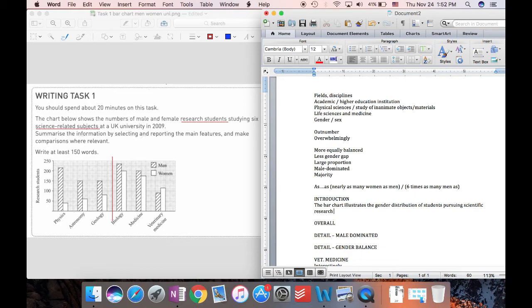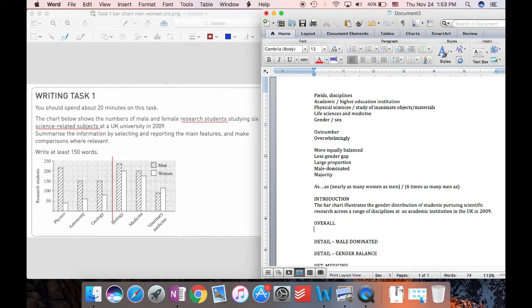Instead of 6, we could say something like across a range of. We've used the word scientific already, so I don't need to say scientific again. Across a range of disciplines, across a range of fields, we could say instead. At a UK university in 2009, so we could say at an academic institution in the UK in 2009. You don't need to paraphrase everything on this one.